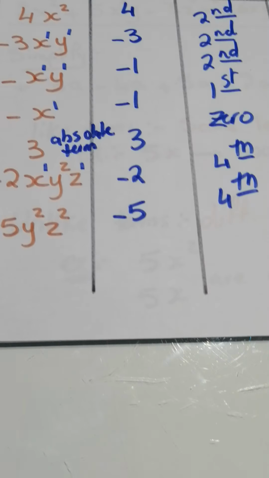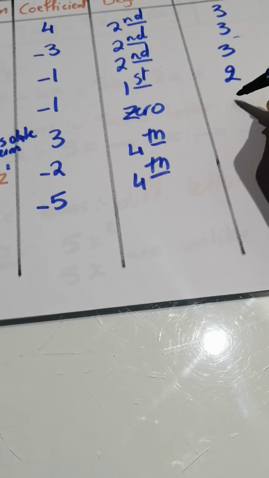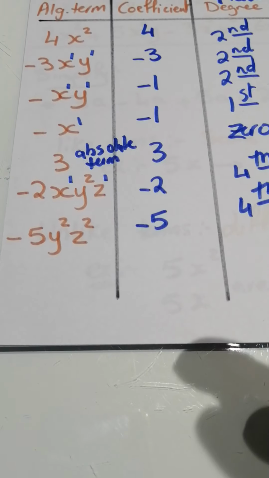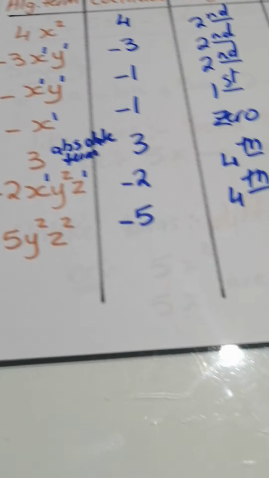Negative x, which is negative 1 times x. Negative 1 times x means what? 2 factors. 3, which is the absolute term, it's only 3. So how many factors? It's only 1 factor.